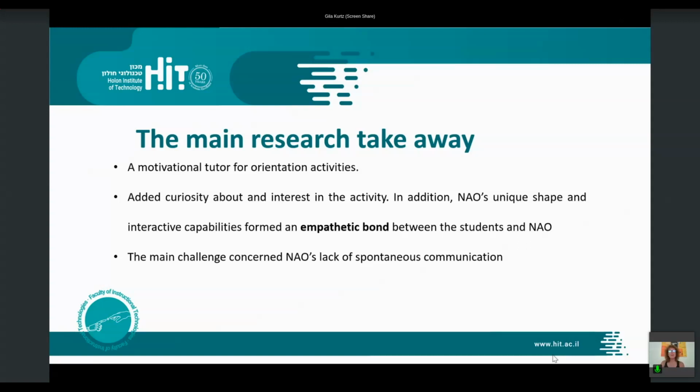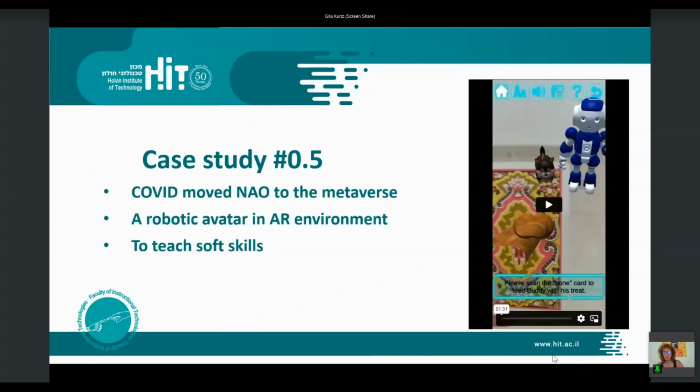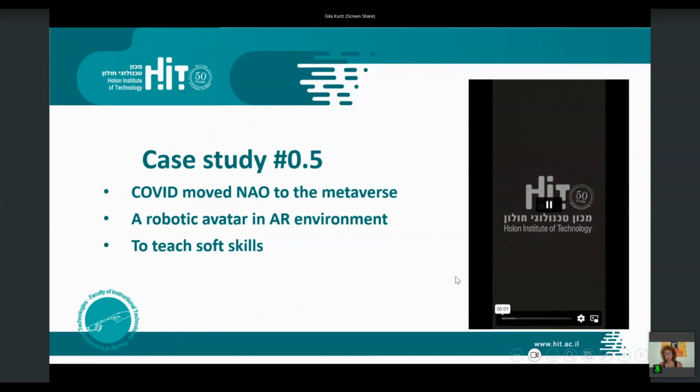So in 2 or 3 minutes, I will head, if you remember, I said to you that we'll have half a project. Remember the COVID? We moved now to the metaverse. And what we did is we moved him here, and we taught him to teach soft skills, and the students work with augmented reality. I'll just open it so you'll see what I mean.